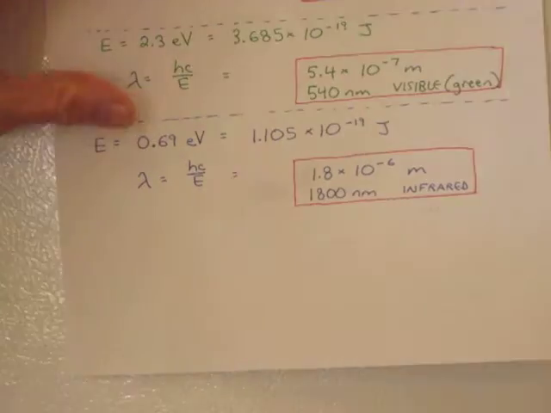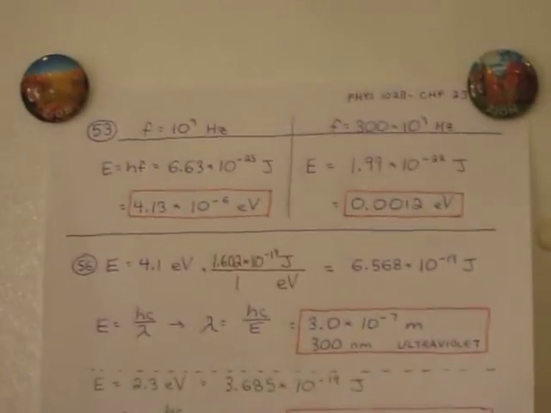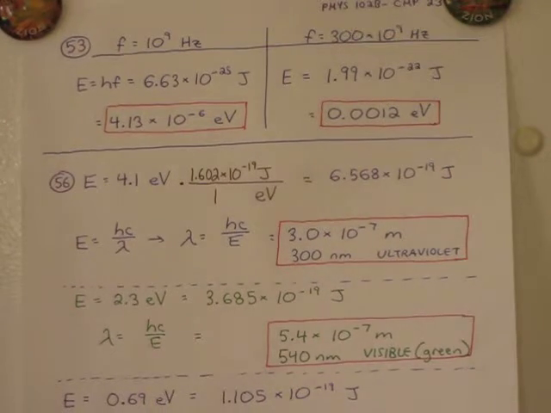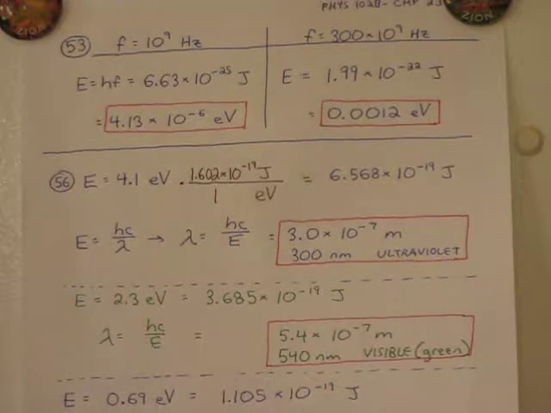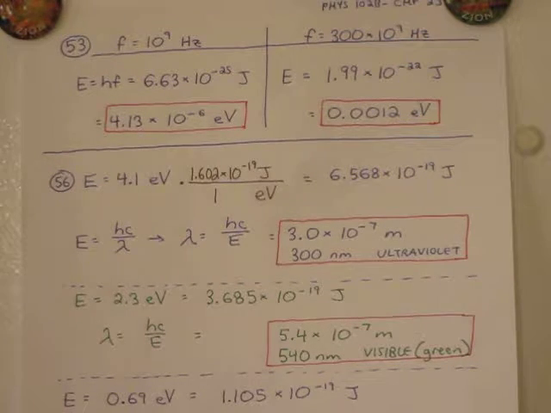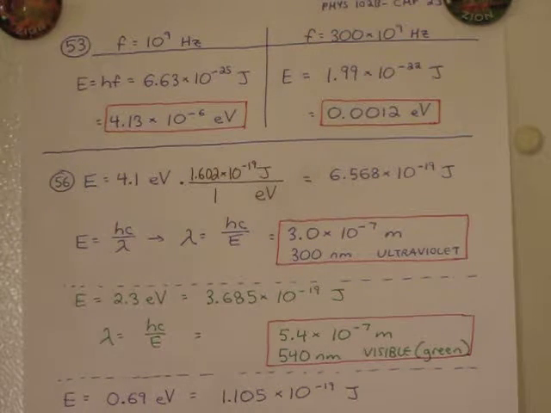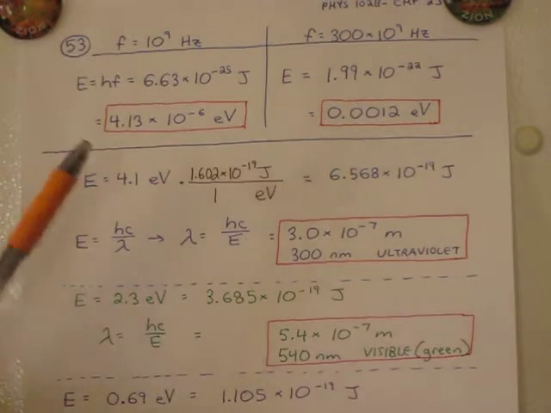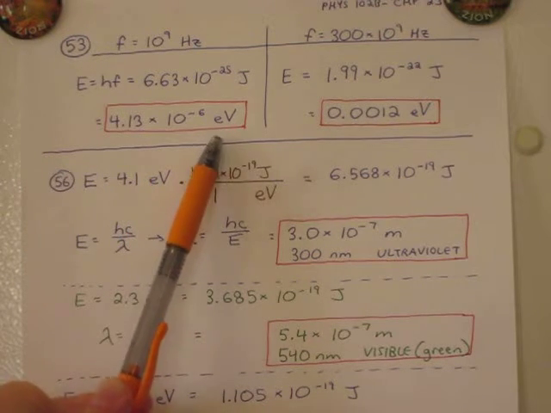Number 53. Find the energy of one quantum of microwave radiation with these two frequencies. So here's part A and here's part B. For 1 gigahertz, that's 10 to the 9th hertz, we just do energy for one quantum is Planck's constant times 10 to the 9th hertz. We get 6.63 times 10 to the negative 25 joules. Converting that to electron volts, we get 4.13 micro electron volts.